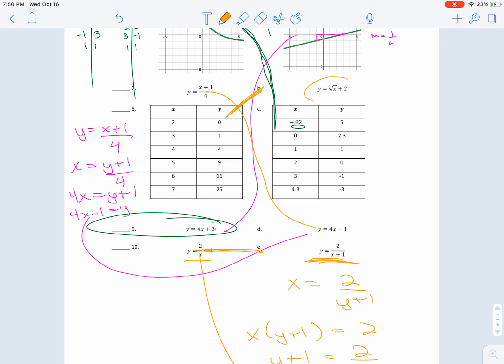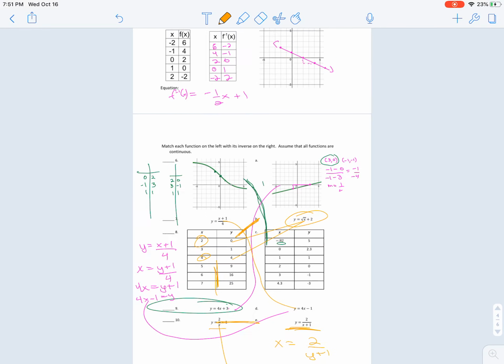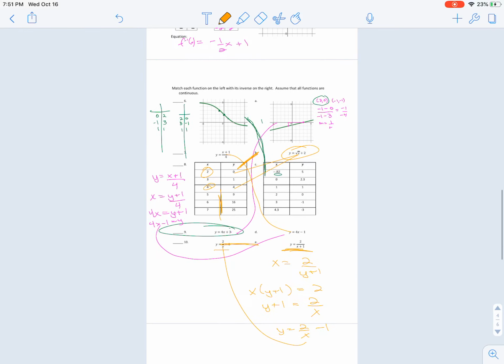So remember, if this is an inverse of this, when I plug in the y's, I should get the x's. So if I take 0 and I put it here, square root of 0 is 0, plus 2 is 2. That worked. I put 4 here, the square root of 4 is 2, plus 2 is 4. So those two must be a match by process of elimination or by doing what I just did.